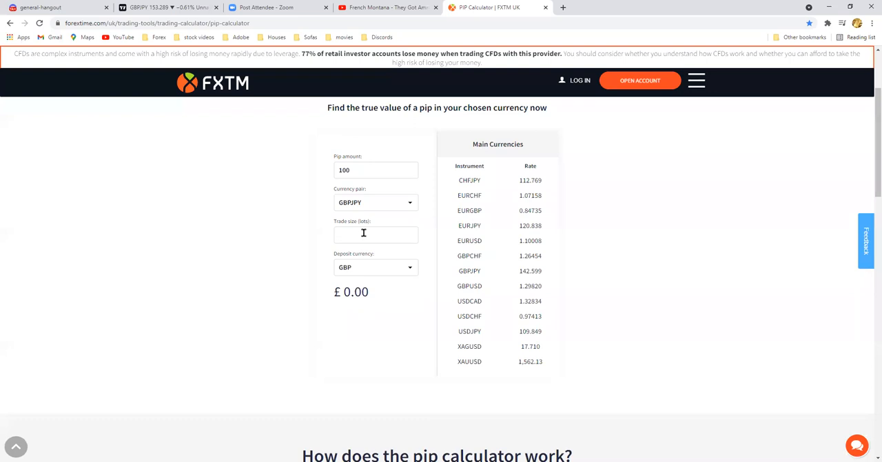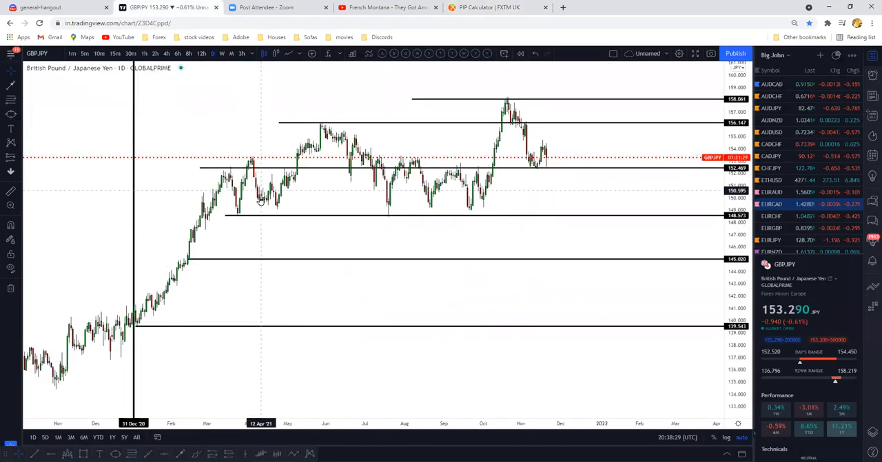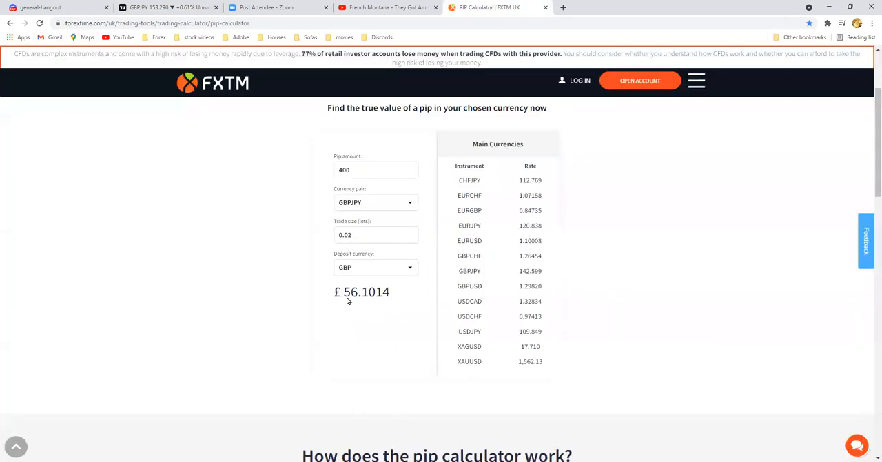I took it on a 0.02 and it did 250 pips. Well, I was looking for 400 pips, let's just say. This is 0.02. So it's telling me that same trade I just marked out here would have been 56 pounds. If I'm doing pounds, it's 56 pounds, but if I change this to USD, then it'd be $72. It's just how the currency conversion rates work.